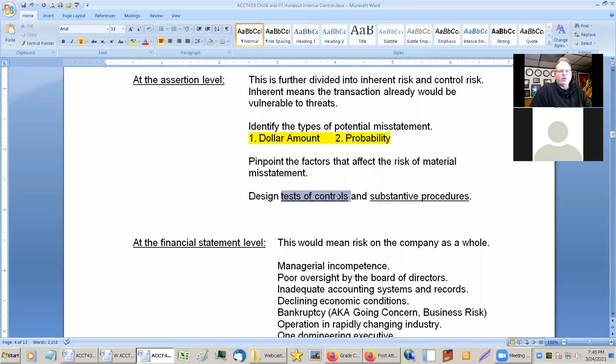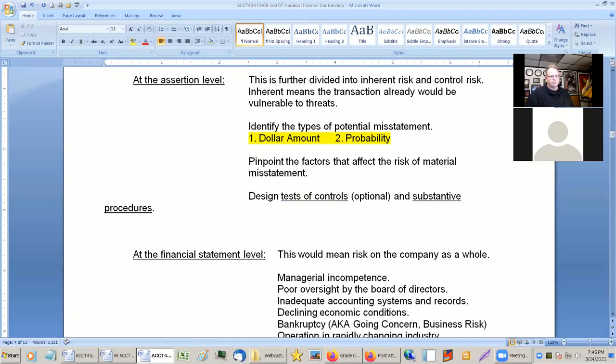Okay, then we design tests of controls if we're doing any. It's possible you don't do tests of controls because you could just rely on substantive testing. So tests of controls are optional, if you want to. And so those are the procedures, these are required, unless the item is clearly not material. For instance, petty cash. You don't have to do petty cash. By definition, petty cash is petty and not material. But any account that is material, you are required to do substantive procedures. So tests of controls are optional, that's only if you want to rely on the controls. Substantive tests are not optional. You must do those.